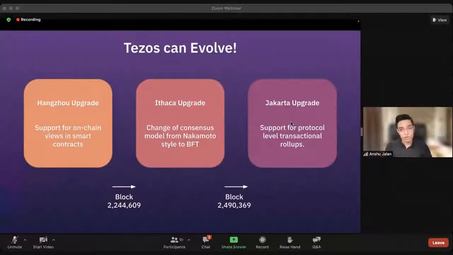So long story short, evolution or upgrade validation is really easy on Tezos. And I think today is 23rd September, and today we will be having yet another upgrade, called the Kathmandu upgrade. So yeah, Tezos is always in motion.